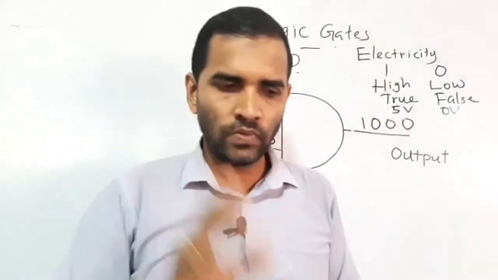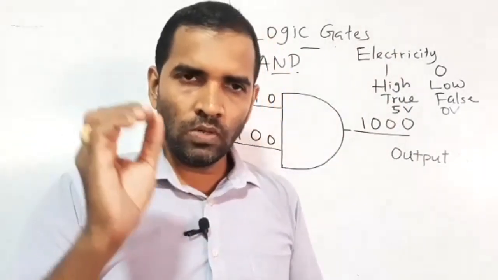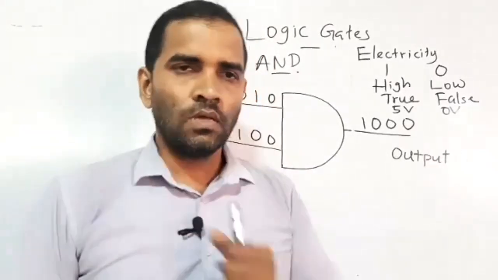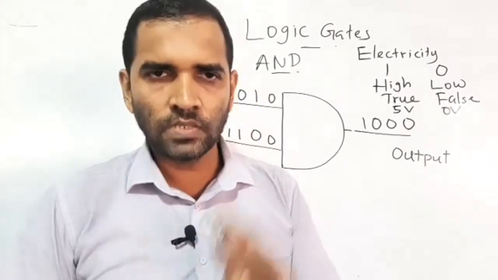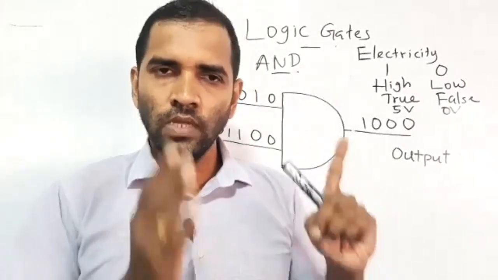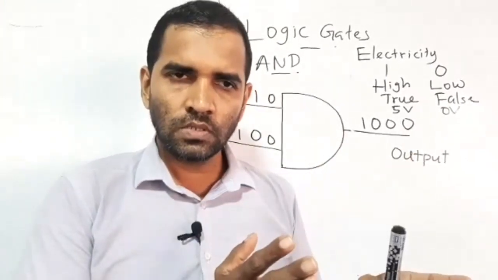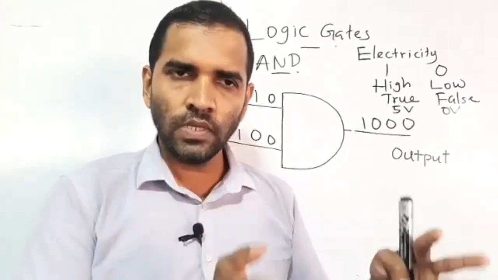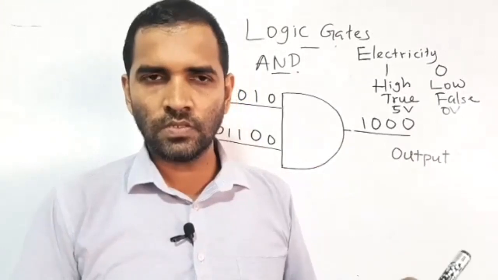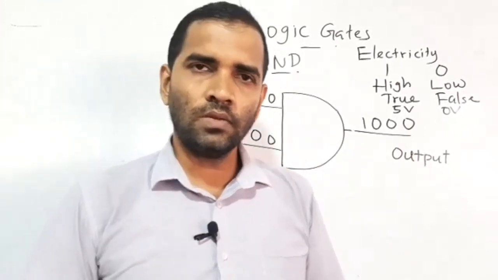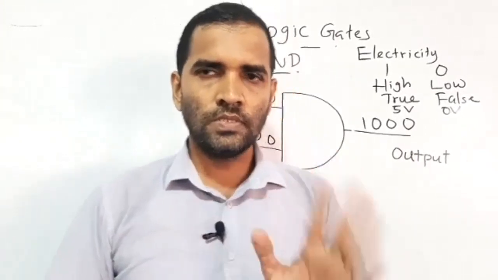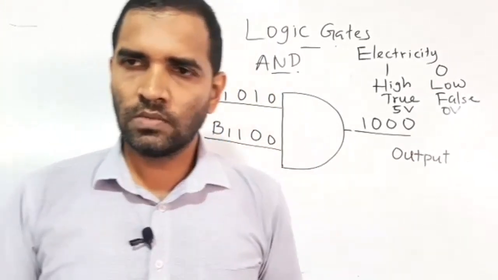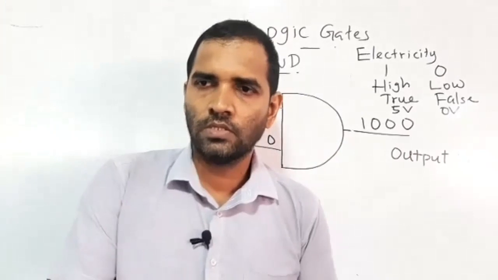This is the summary of AND gate. When all the inputs have electricity, electricity is found as output. When one of the inputs is 0, which means when one of the inputs doesn't have electricity, there is no electricity as output. This is AND gate. Have you understood the function of AND gate? If you have any question, you can ask me.